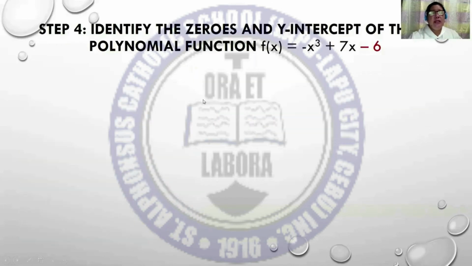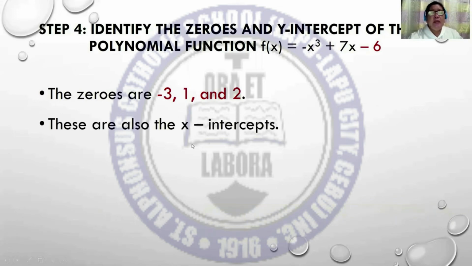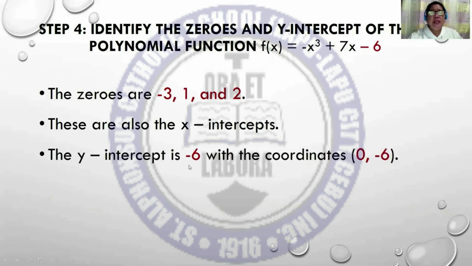Next, you have to identify the zeros and the y-intercept of the polynomial function. The zeros are negative 3, 1, and 2. The values of f of x of these numbers will give you 0. And they're also called the x-intercepts. The y-intercept is negative 6 with the coordinate (0, negative 6). Or just simply look at the constant, and that is the y-intercept.